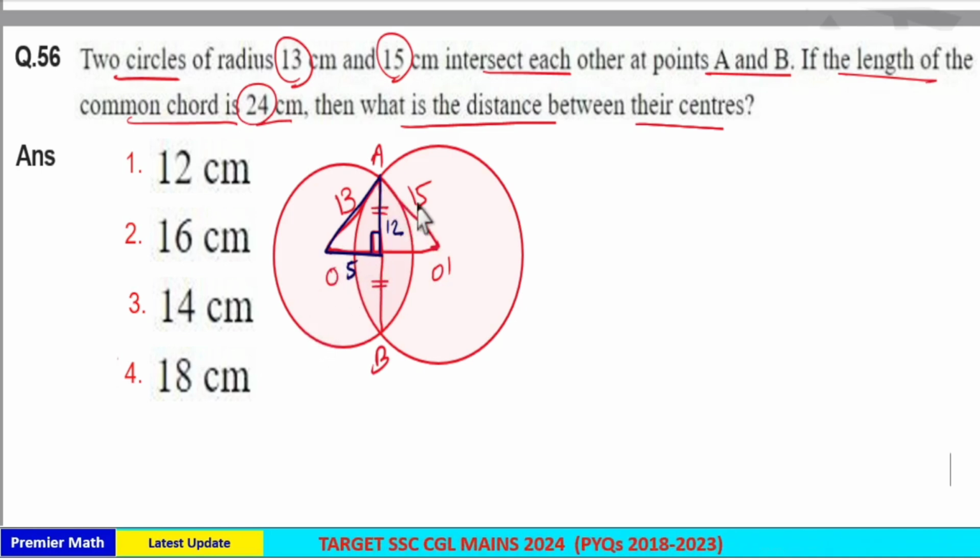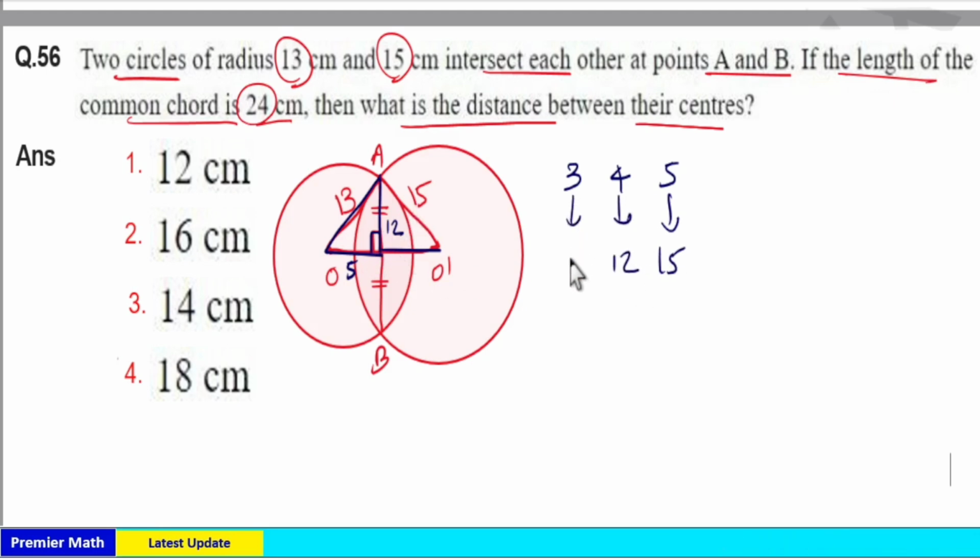Then same way here, from this right angle triangle, 15 square minus 12 square. Here a common triplet is 3, 4, 5. Then 5 into 3 will give you 15, 4 into 3 will give you 12. 12 and 15 here, which means 3 into 3 will give you 9. So this length is equal to 9. 12, 15, 9 are a triplet. So 5 plus 9, 14 is the distance between their centers, 14 centimeter. Option 3 is your answer.